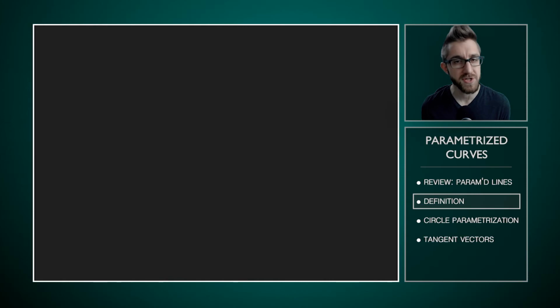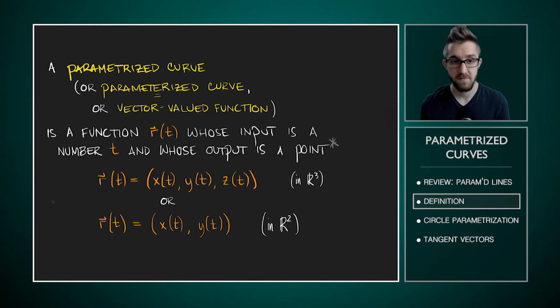Okay, so here's the more general definition for you. Again, I call them parametrized curves. Sometimes you'll see people say parameterized curves with an extra e in there. And we also call them vector-valued functions sometimes, and I'll try to explain why in a second. But all three of these words mean the same thing.